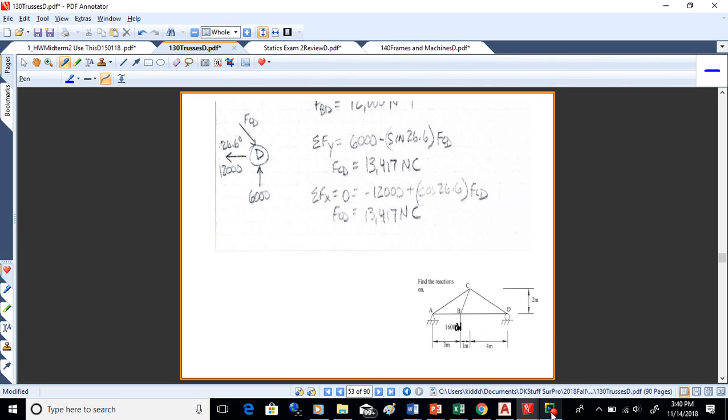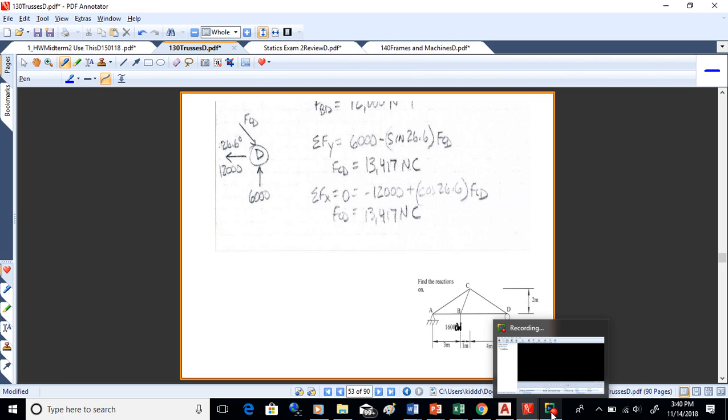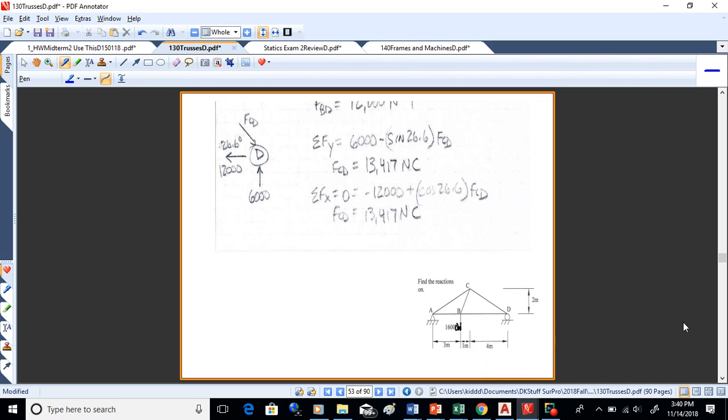All right, so there's an example of a simple truss, and working through that with method of joints. Now, I'm sure that'll be on the exam somewhere, so you do want to work through some of these and get confident and be sure that you can work your way through a truss, okay?